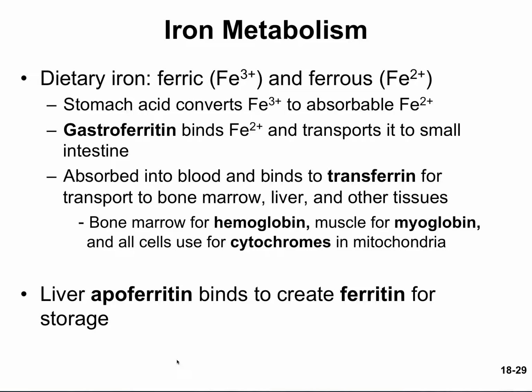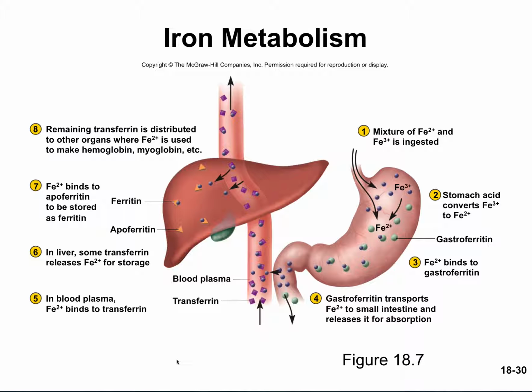Only the ferrous, Fe2+, can be absorbed by the small intestine. So stomach acid, as a review, converts most of the ferric to ferrous, because that's the only kind that can be absorbed by the small intestine. Gastroferritin then binds to the ferrous and transports it to the small intestine.